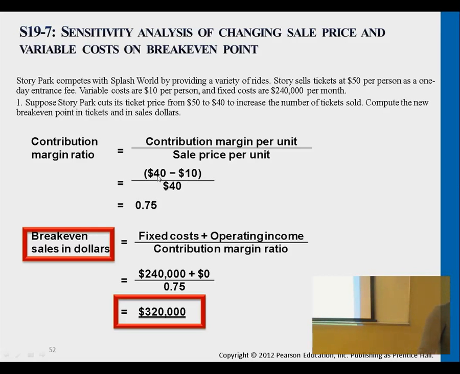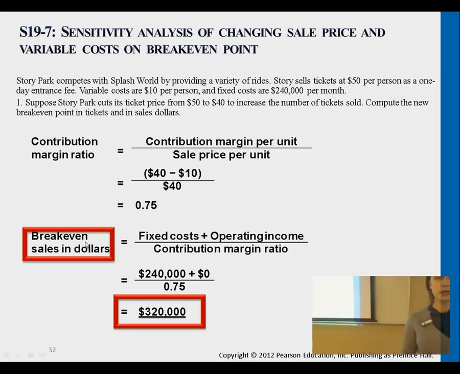So we know it's $40 minus 10, right? That's the new price minus variable cost. That's our contribution margin per unit. And I'm also going to divide it by sales price per unit, which is $40. So I found my contribution margin ratio is 0.75.